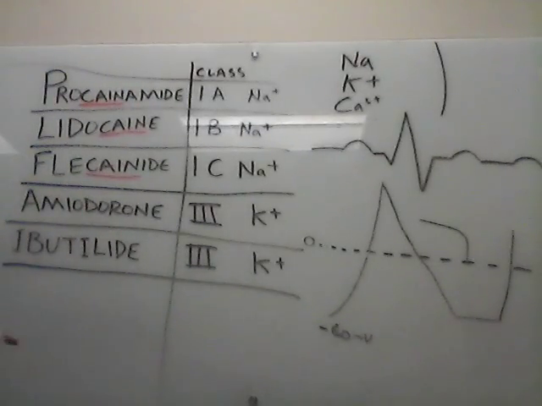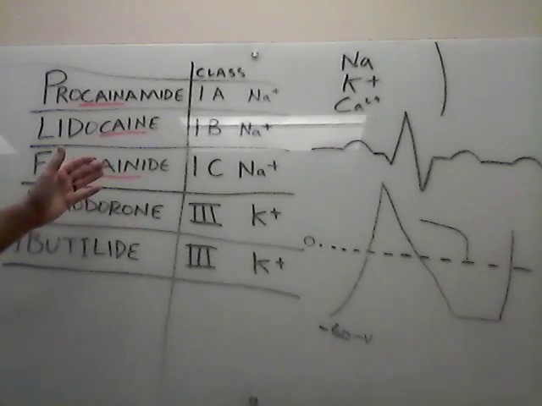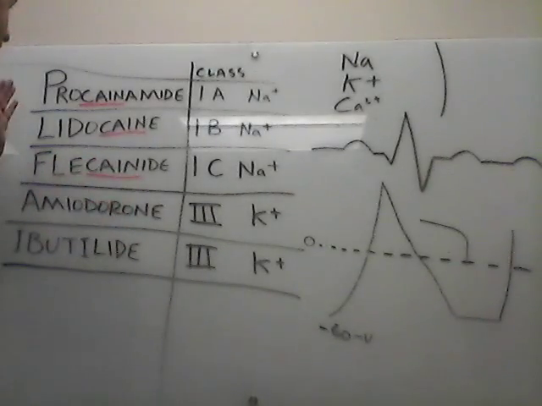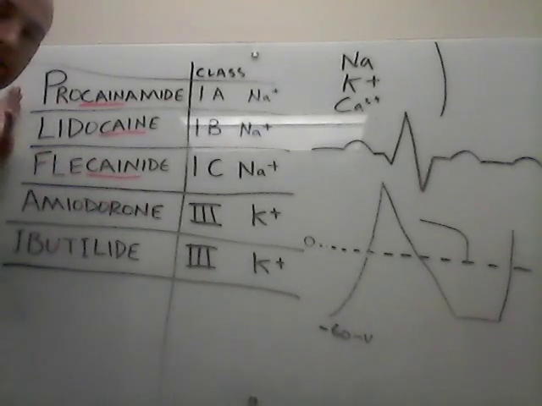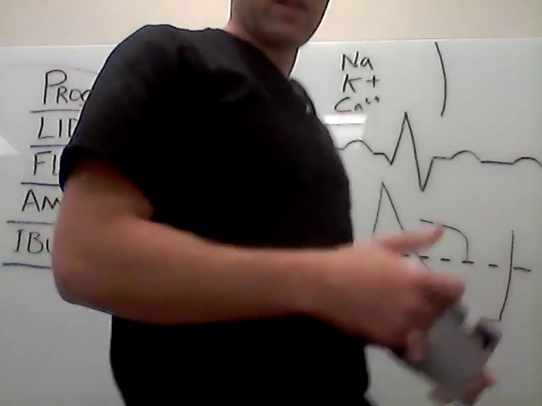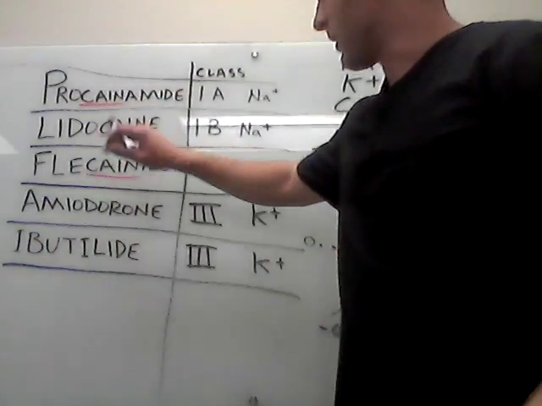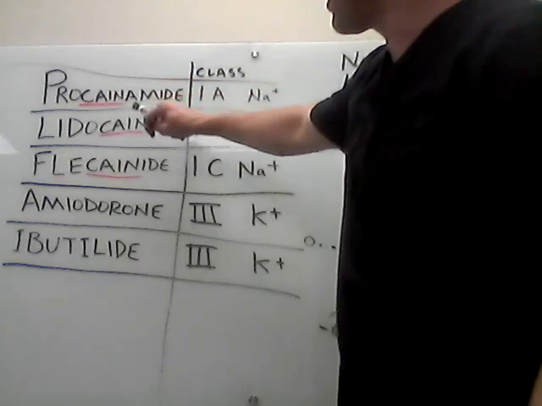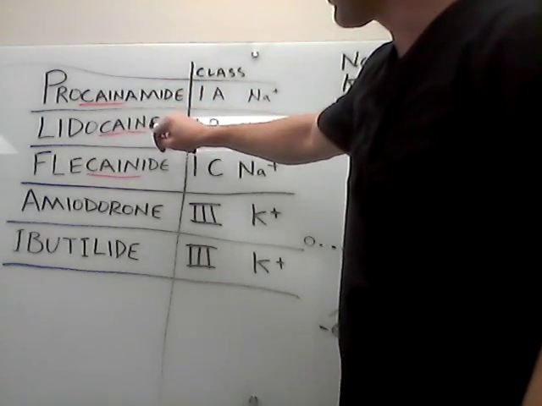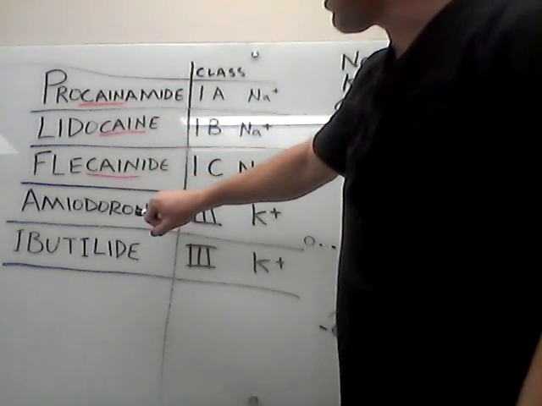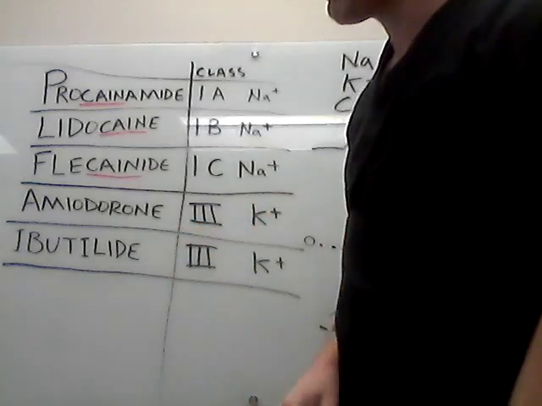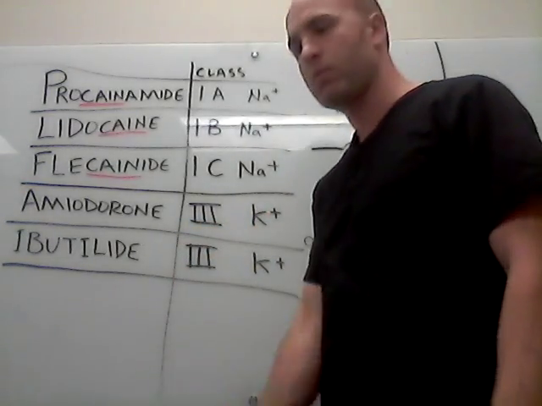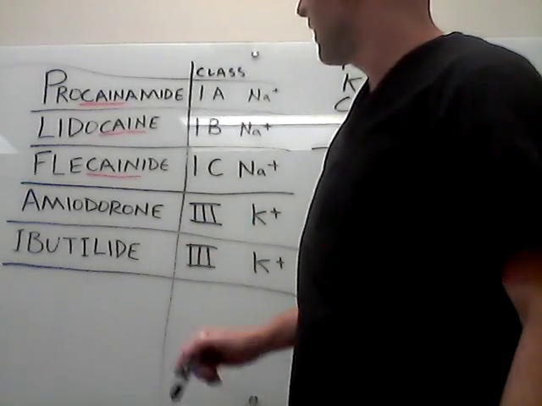So one thing I notice is that all of the class 1, no, I'll put it this way. First I'll give you the big picture. Okay, we've got Procainamide, Lidocaine, Flecainide, Amiodarone, and Ibutilide. We have some more too. They're the class 4 calcium. I'll discuss those in a minute.